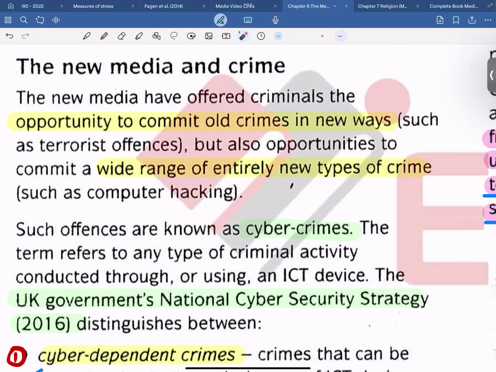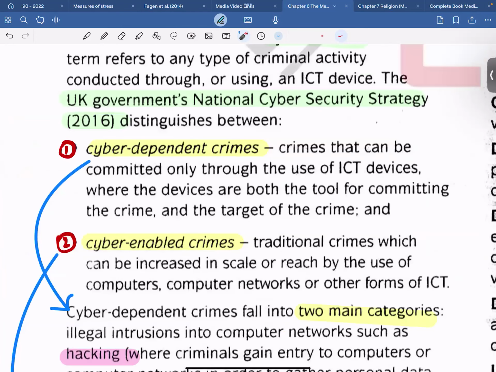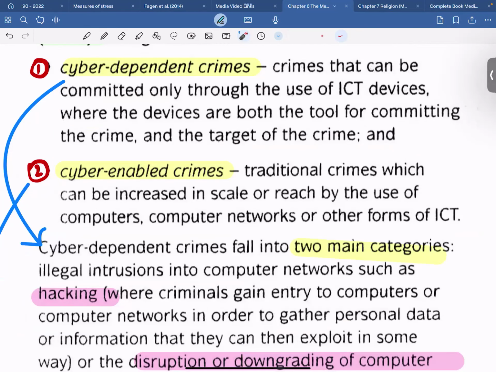The term refers to any type of criminal activity that is conducted through or using ICT. Now, there are numerous examples. We could talk about cyber dependent crimes. These are crimes that can be committed only through the use of ICT devices, where the devices are both the tool for committing the crime and the target of the crime. An example of this could be hacking.